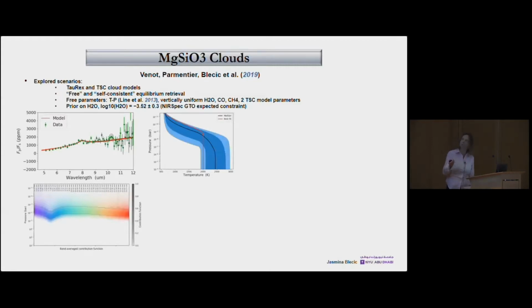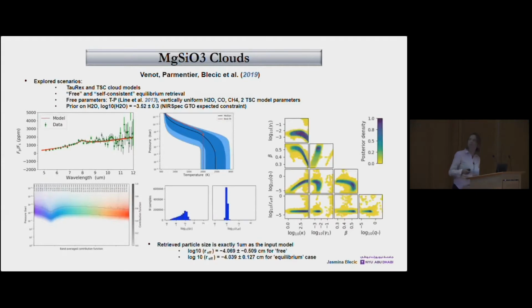What I'm showing you here is the best fit model, the temperature and pressure profile, and the condensation curves, which actually reveal the location of the clouds. Here you can see the correlation plots and the histograms, how we retrieve exactly 1 micron as Vivian's input model and the number density of the particles.